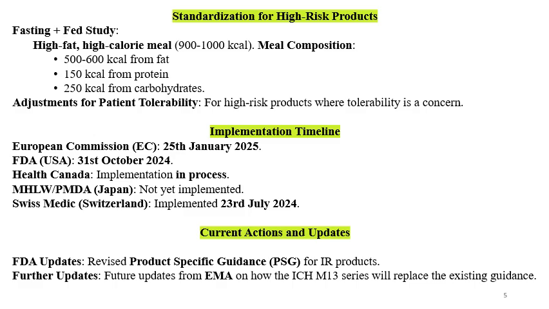Standardization for high risk products. Fasting plus fed studies are required for high risk products, and a high fat, high calorie meal giving 900 to 1000 kilocalories will be the high fat, high calorie meal. Meal composition will be 500 to 600 kilocalories from fat, 150 kilocalories from protein, and 250 kilocalories from carbohydrates. Adjustment for patient tolerability: for high risk products where tolerability is a concern, adjustments are given.